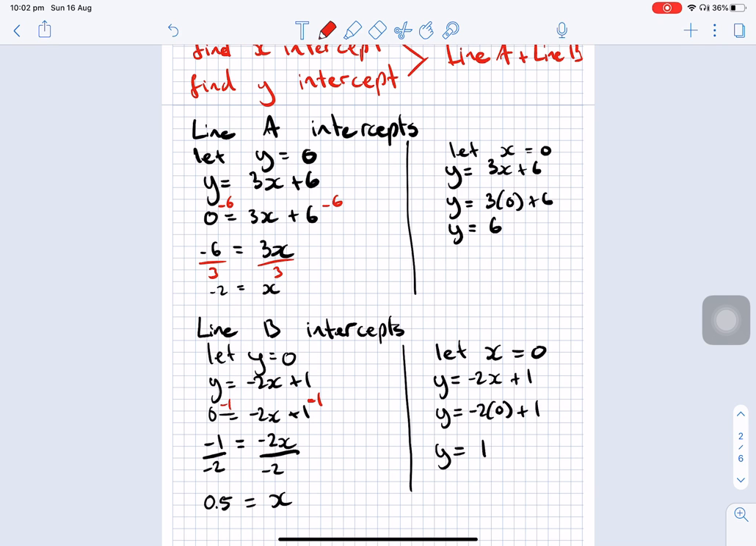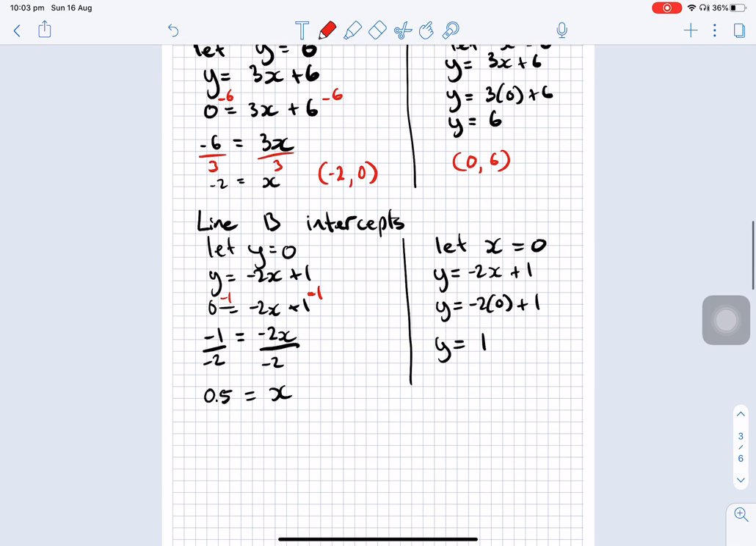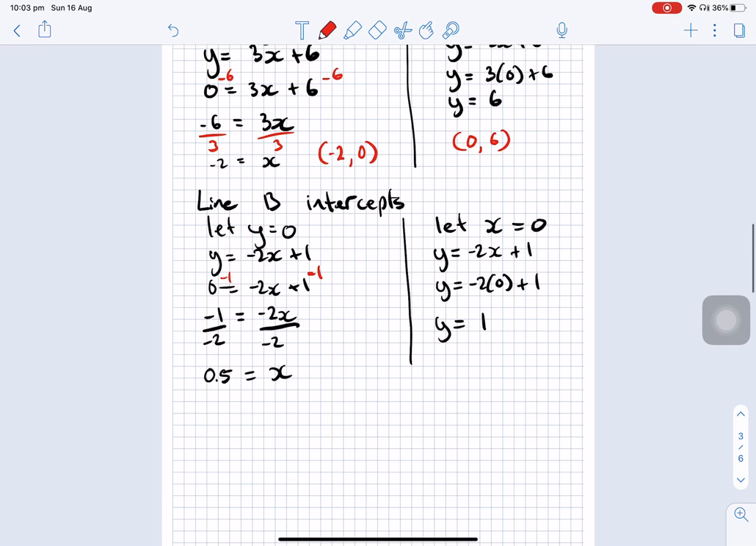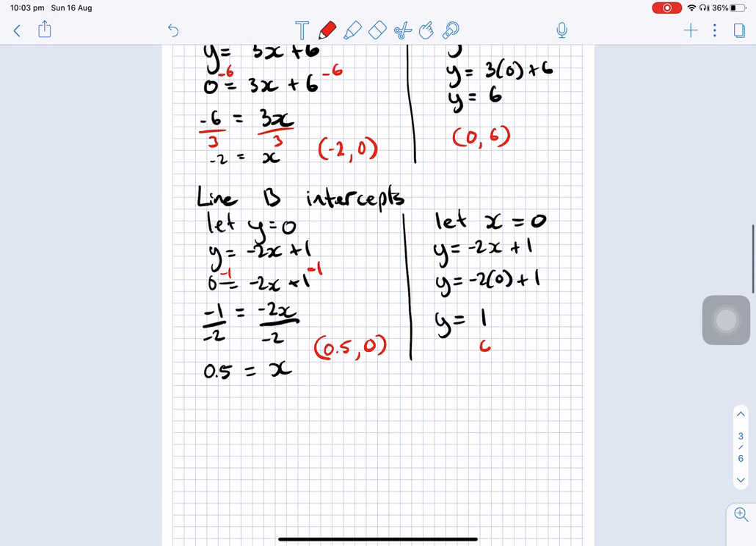So when y equals 0, x equals negative 2. So for line A, my x-intercept is negative 2, 0. For line A, my y-intercept, when x equals 0, y equals 6. So I've got a point of 0, 6. And for line B, when y equals 0, x equals 0.5. So 0.5, 0. And when x equals 0 over here, y equals 1 for our y-intercept for line B.